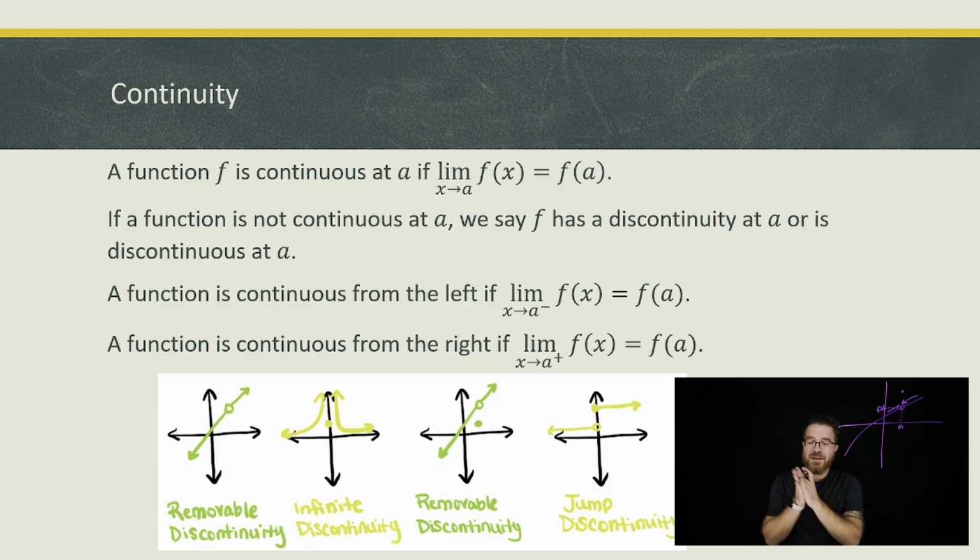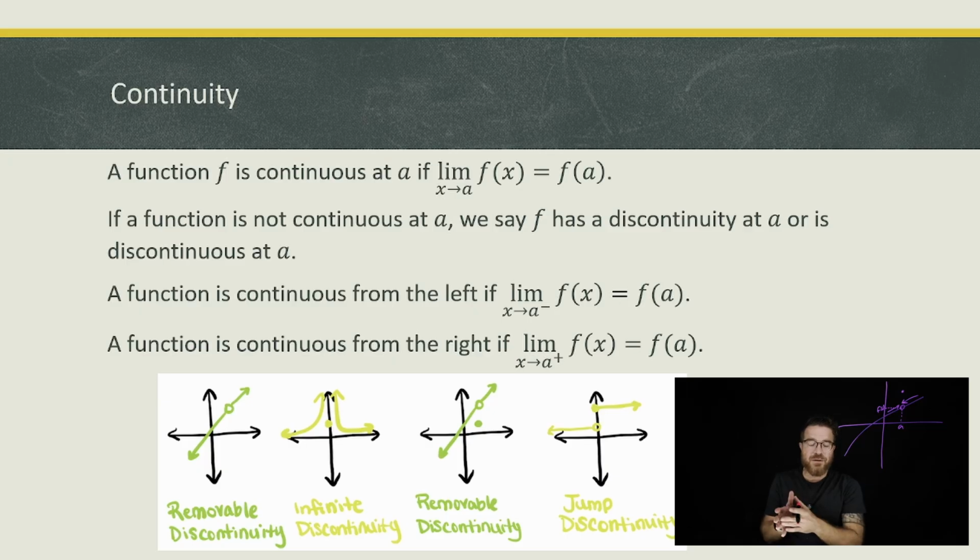So looking at this slide again, you might see that the first example, like I just drew, is what's called a removable discontinuity. That is to say that it's a function and it is continuous at most places except at a, because as we approach a, that point does not exist. So the limit as I approach a is not going to be equal to f of a.